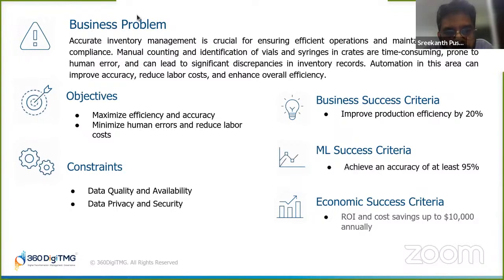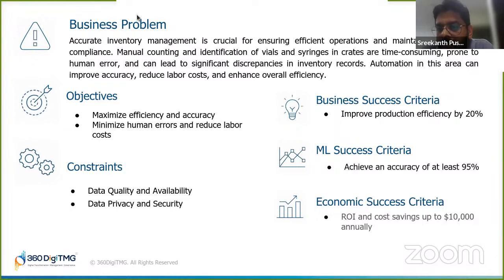So the main objectives are improving efficiency and accuracy, minimizing human errors and reducing labor cost. And the constraints: we always have data quality, availability, privacy and security, because this data is related to pharmaceutical companies. So these are the constraints that we had, and we need to work taking care of these, keeping the data private and secure.